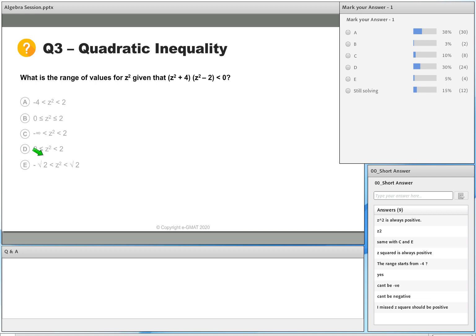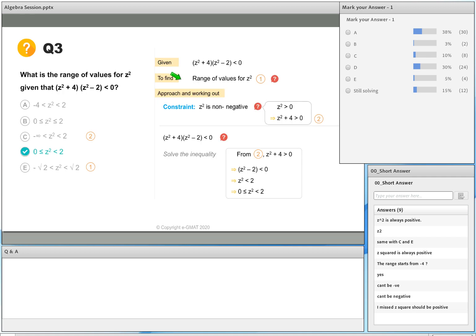For people who marked C, you missed the constraint altogether that you get from +4. Maybe because you rejected this one. That was good. You should have, because this is anyway always positive. Let me show you how this should have been done. Z squared plus 4 is always positive. It doesn't matter. So what is going to make the entire expression negative? Only z squared minus 2. If z squared minus 2 is negative, you get z squared less than 2. So what people with C did is that you just used this and you marked C.